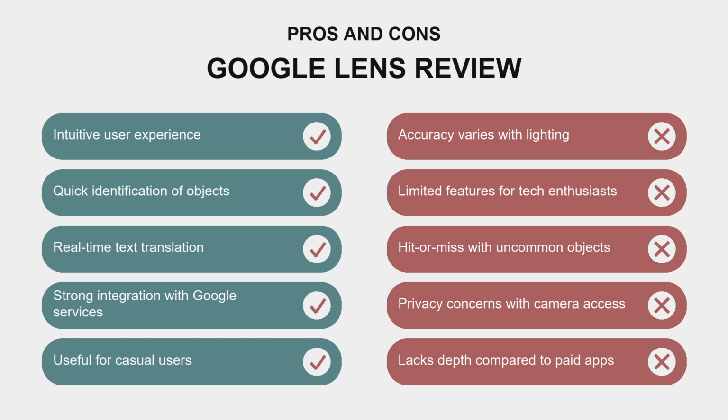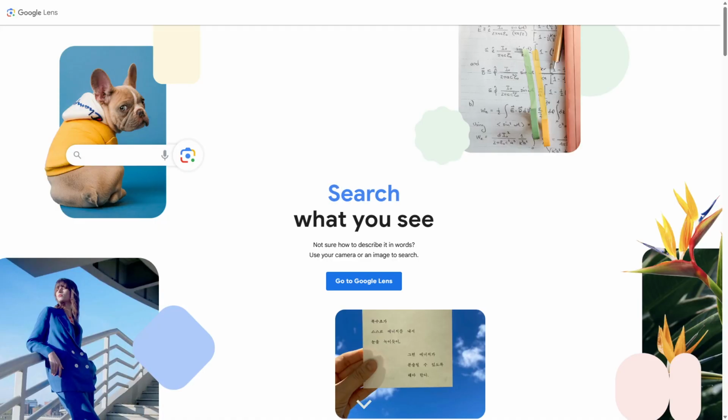Ultimately, if you're someone who values quick, visual information and already uses Google products, you might find it beneficial. But if you need more detailed insights or privacy is a major concern for you, it could be worth exploring other options. In summary, Google Lens is a handy tool for quick visual searches, especially for casual use.